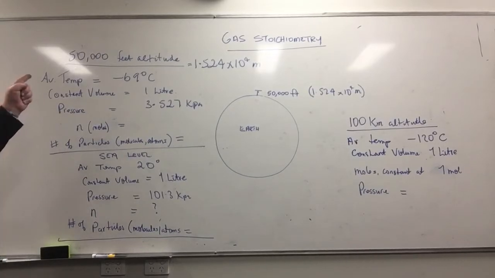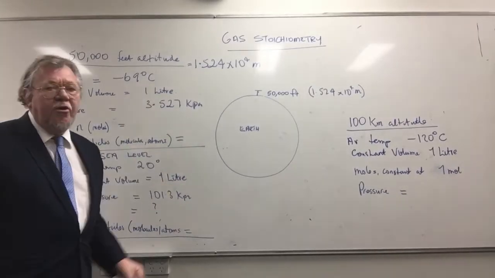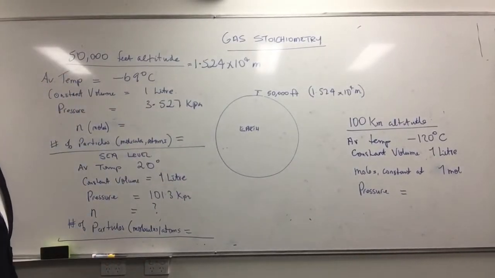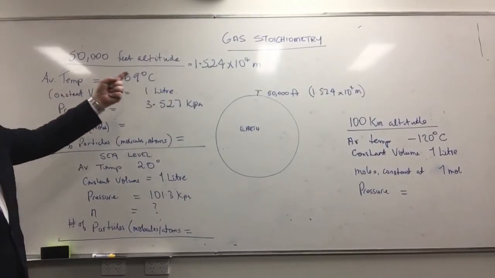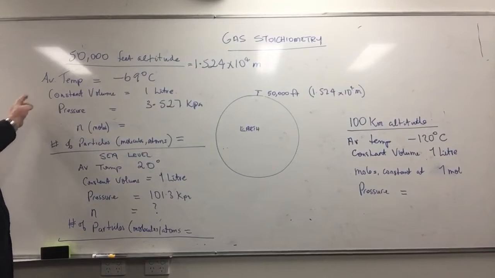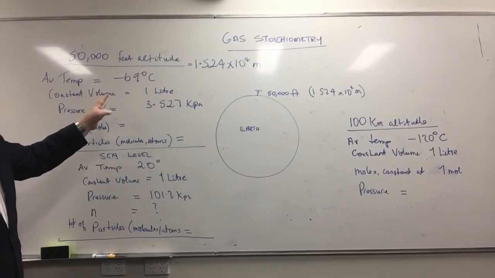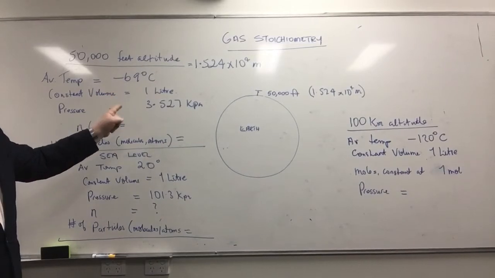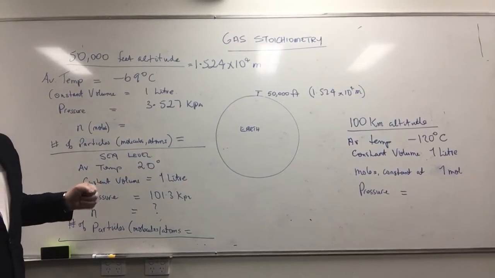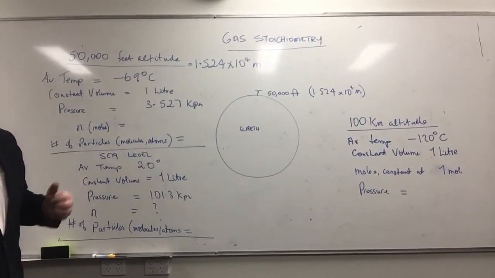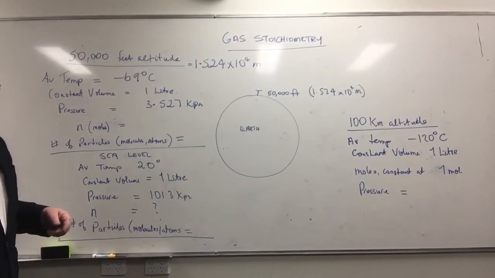So looking at this, we're looking at an altitude of 50,000 feet, so 1.524 by 10 to the 4 meters. That's 15,240 meters. The average temperature at that altitude is minus 69 degrees C. Don't forget you need to change that into Kelvin. We know that it's minus 69 degrees C because we have instruments that measure that at that height, for instance, high altitude balloons.